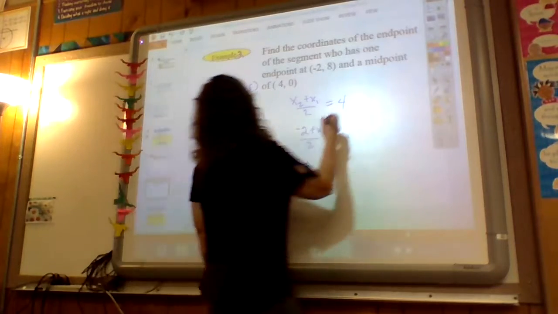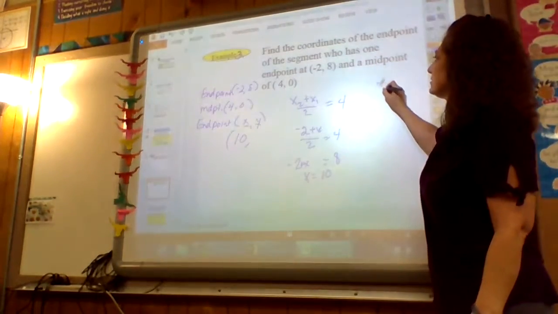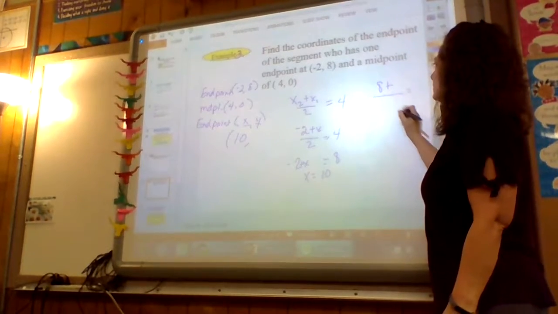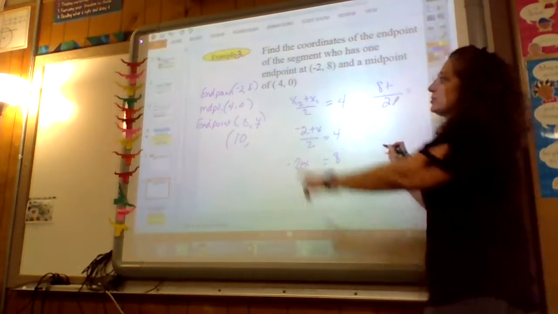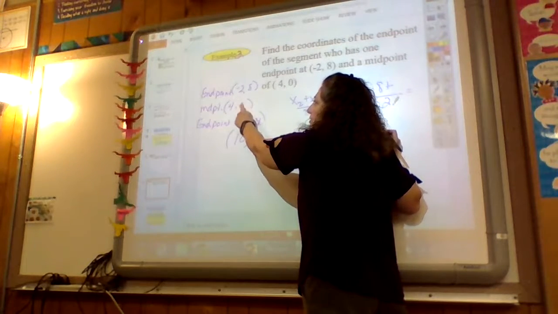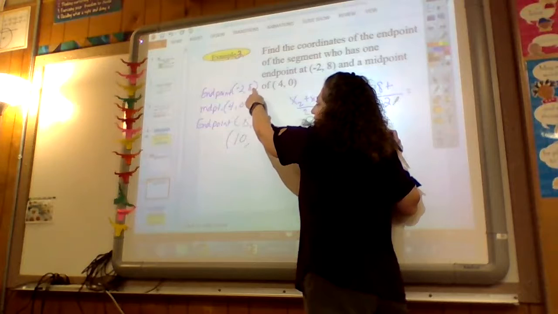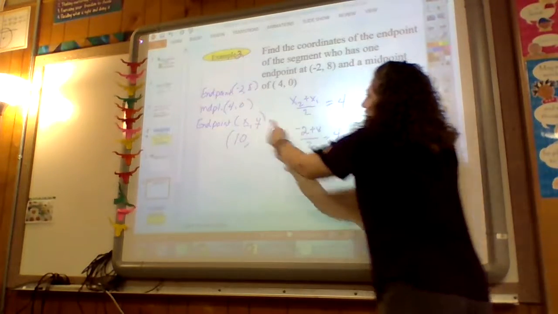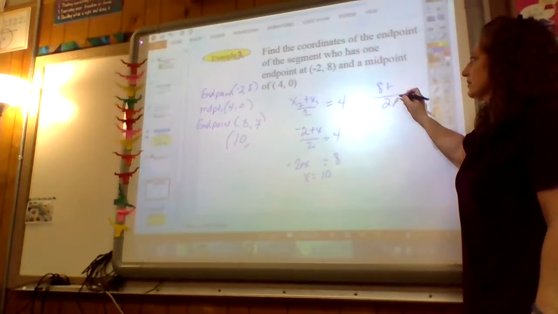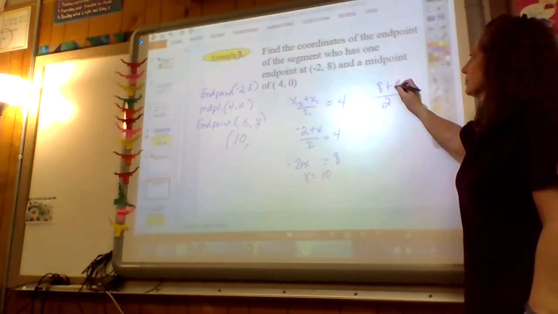8 minus 0, not a minus, or 8 plus 0, over 2. But the only thing is, this is already my midpoint. So that's what I'm going to get. It's going to be the endpoint. Okay, so it would just be the algebraic thing. So 8 minus x, or 8 plus x equals 0.